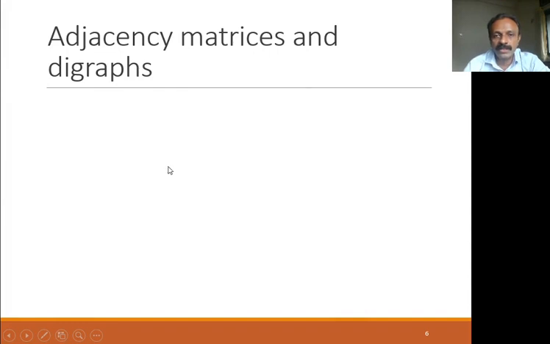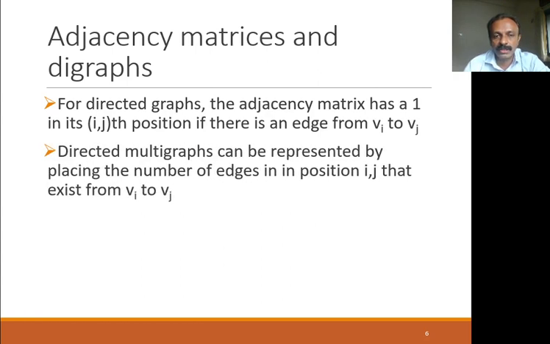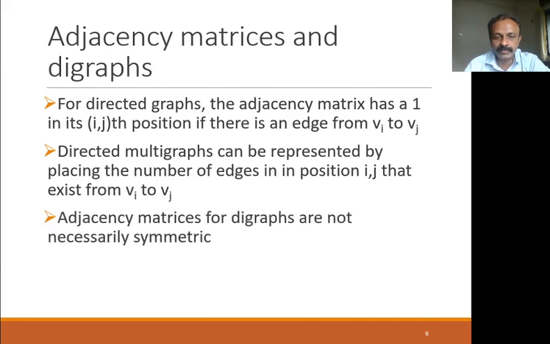Adjacency matrices and digraphs. For a directed graph, the adjacency matrix has 1 in its ij position if there is an edge from Vi to Vj. A directed multigraph can be represented by placing the number of edges that exist from Vi to Vj in positions ij. Adjacency matrices for digraphs are not necessarily symmetric.